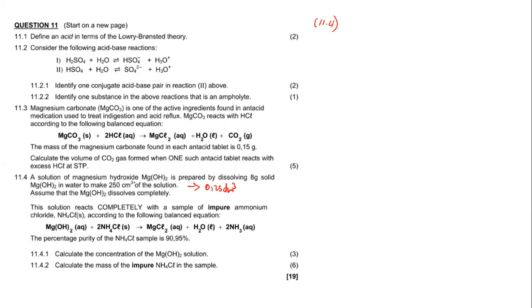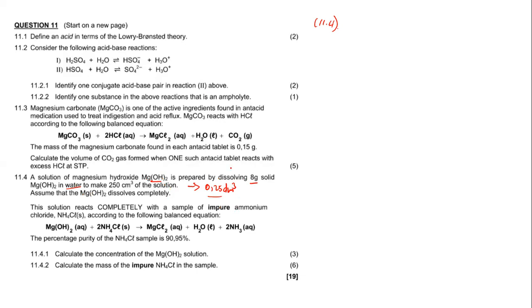Okay, let's start. A solution of magnesium hydroxide is prepared. A solution is a combination of something solid and water, like water and salt, or water and sugar, and it dissolves. That's a solution, right? The solvent is water, the solute is sugar, and solute plus solvent form the solution. So they're going to take 8 grams of this in water, and it will dissolve, and then the volume of everything will be 0.25 cubic decimeters.